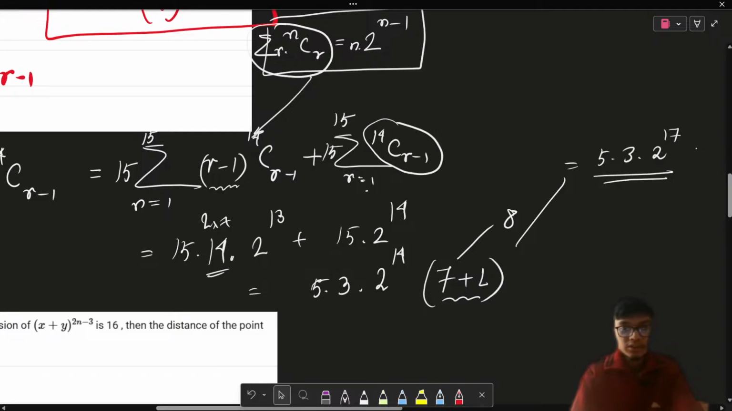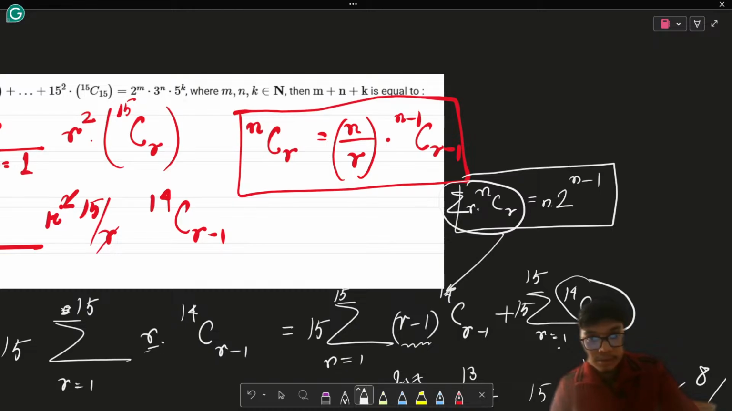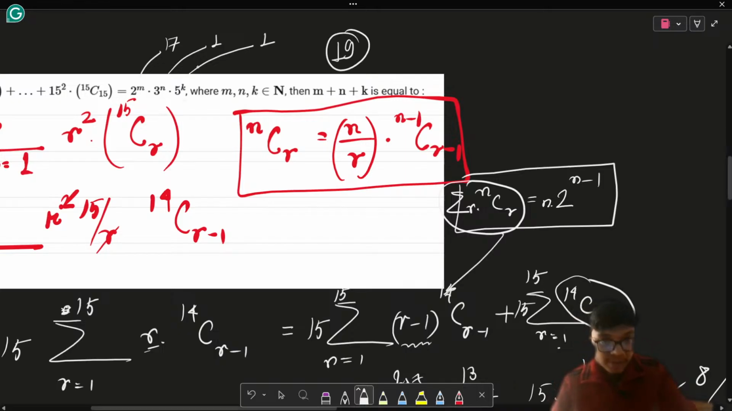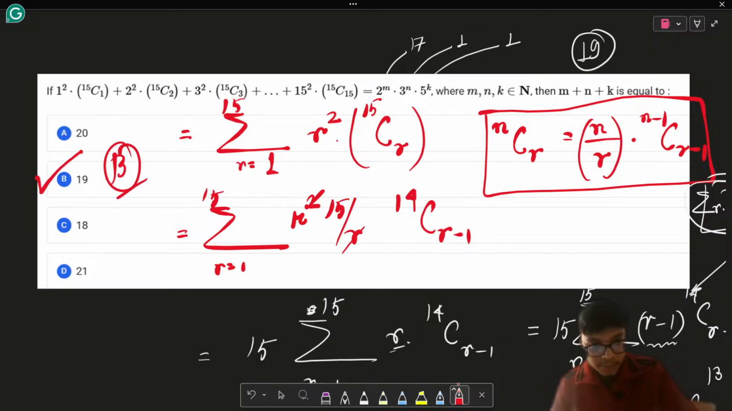So therefore this expression is given as 2 to the power m, 3 to the power n, and 5 to the power k. So these values I have obtained from here: m is basically 17, n is basically 1, and k is basically 1. So therefore m plus n is going to be equal to 19. Okay, so m plus n equals 19. So with this, the correct answer to this particular problem is again going to be option B.